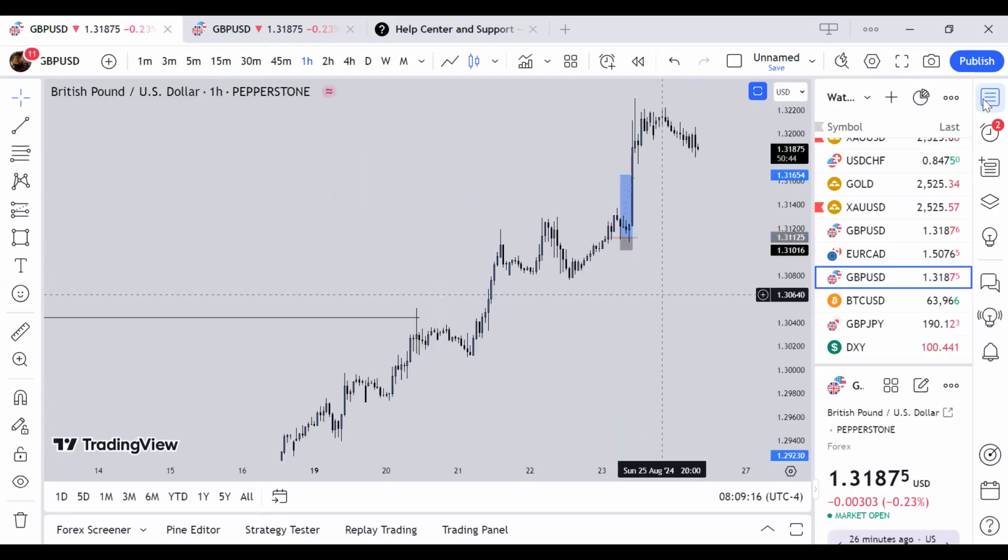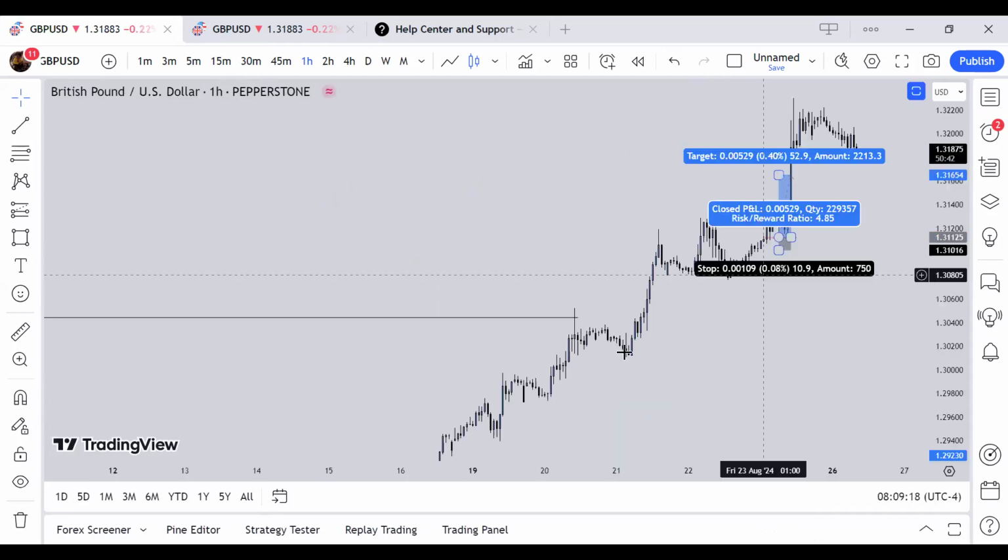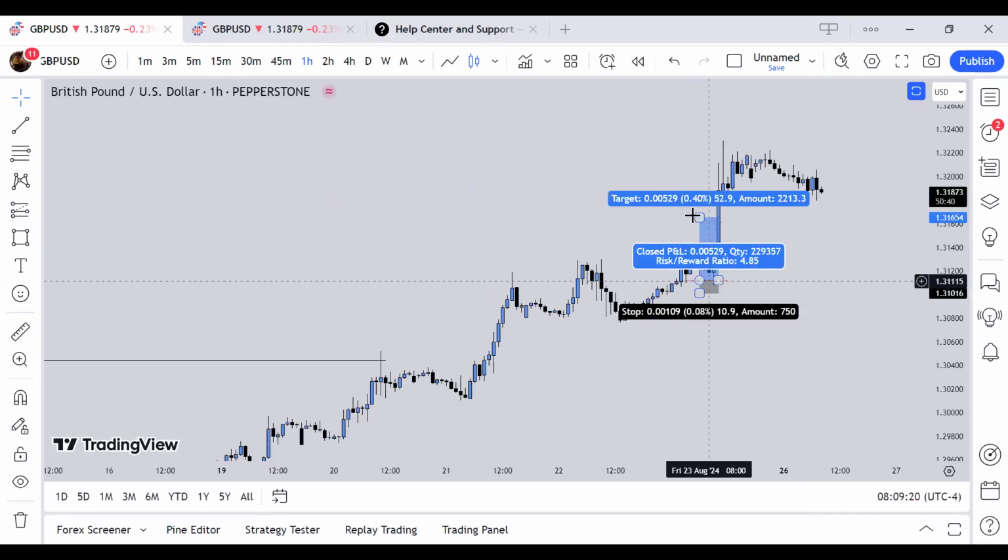So on GBPUSD, we were able to capitalize on this. And this was a sniper with a 10 pip stop and then a 50 pip take profit. That was literally the easiest one, 1 to 5.